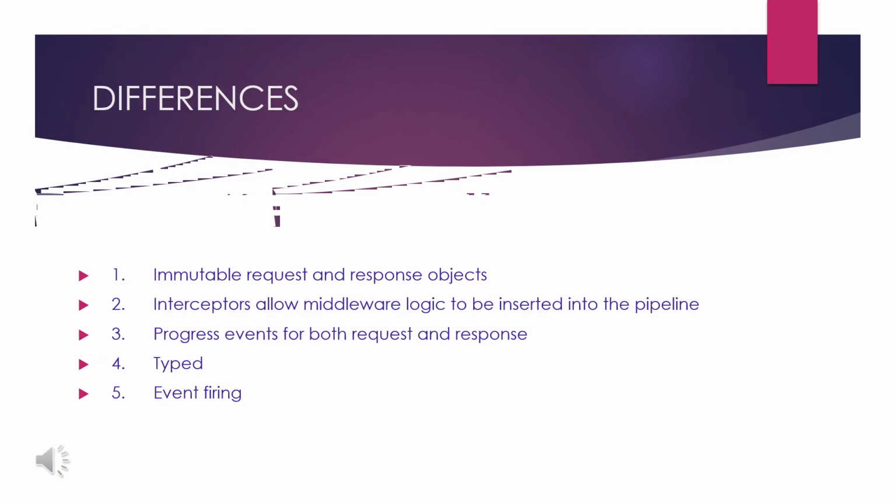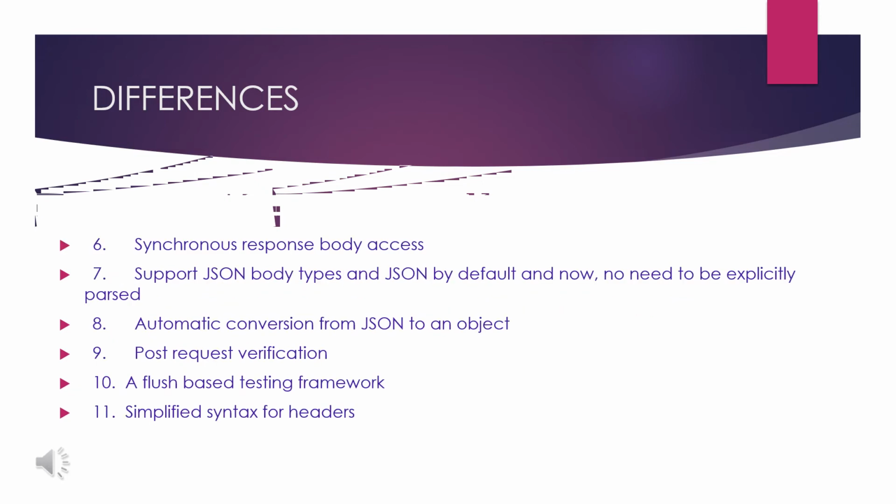I have listed the differences. Please go through them one by one. I listed almost 11 differences. Mainly, its main action is for request and response, but they added so many features inside it, like immutable request type, event file like that, and other differences like simplified headers, and it is testable.